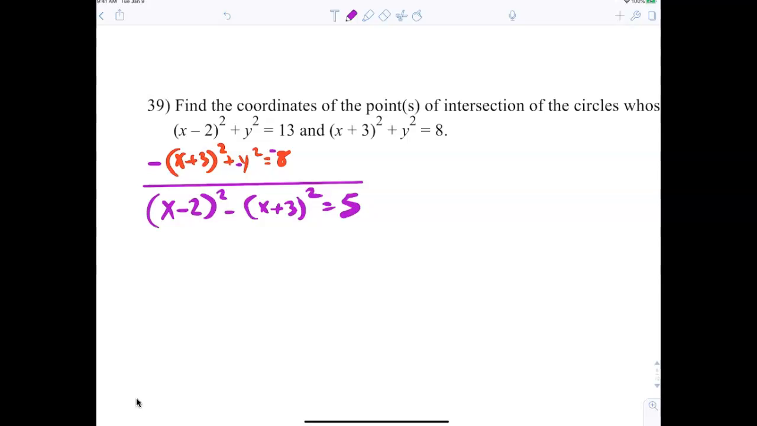Now I just have to expand, correct? How did I distribute? Because I'm trying to eliminate y squared. When I add y squared and negative y squared, what happens? Now I just have x's, and there's no y's. It's the elimination method of the system of equations. You're trying to eliminate a variable.